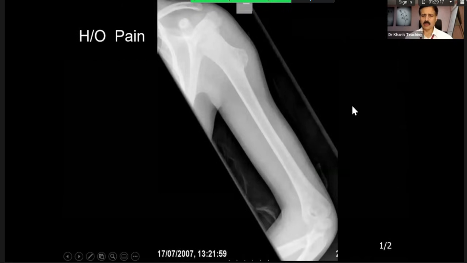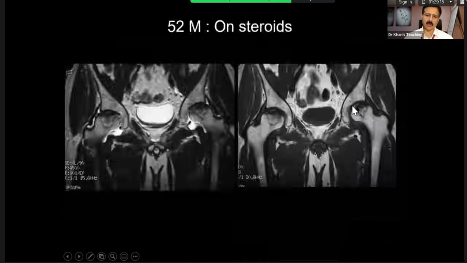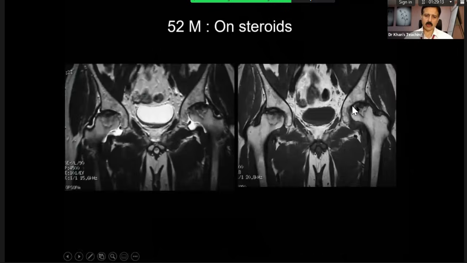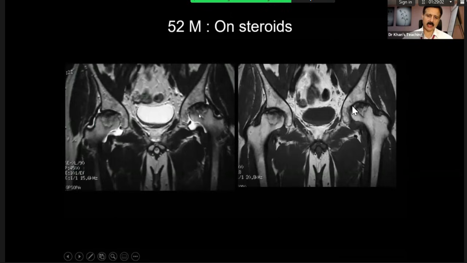Yeah. So can you go back, please? Yeah. So the point is that it is seen on T2 weighted sequence. Double line sign is on T2 weighted sequence, and these two lines, one is the interface between normal and abnormal bone, and the second is granulation tissue. So this is an exam case.